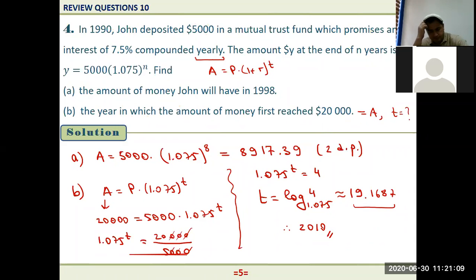You can evaluate this for t equals 19, and it will be less than 20,000. When it is 20 years, it's a bit more than 20,000. So anyway, it will reach it after 20 years, that is in 2010. All right.